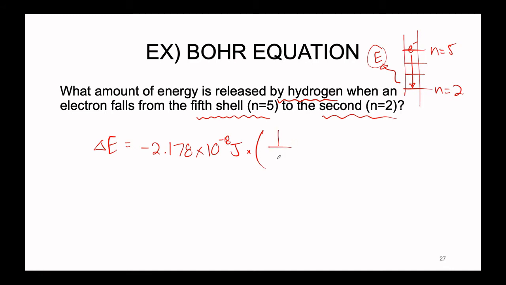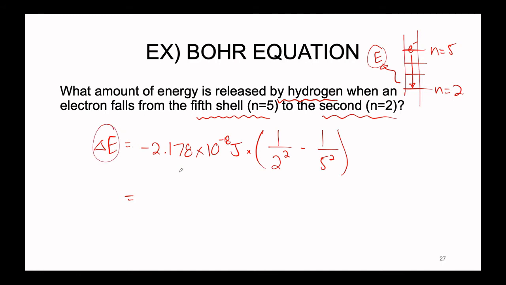The electron then, since it fell to n equal to 2, we are going to take that 2 and we are going to square it in the first term here. We're going to subtract out 1 divided by 5 squared, since the 5 represents the initial position of our electron, where it started. And now we have just one equation and one unknown to solve for, which is our delta E.